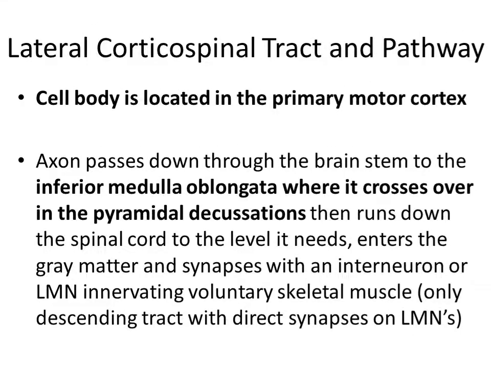The cell body for the lateral cortical spinal tract is located in the primary motor cortex. This is located on the precentral gyrus. So there's this central sulcus, which separates our frontal lobe from our parietal lobe. On the front side of that sulcus is a gyrus or a ridge, and that's the precentral gyrus. And the cortex on that gyrus is the primary motor cortex.